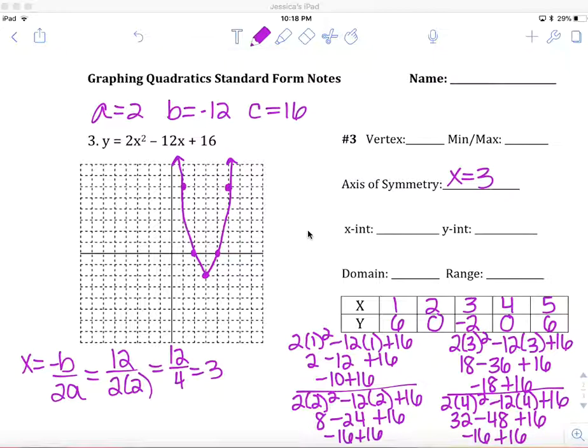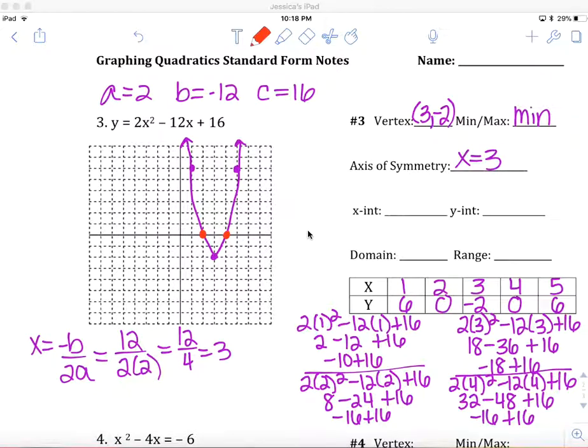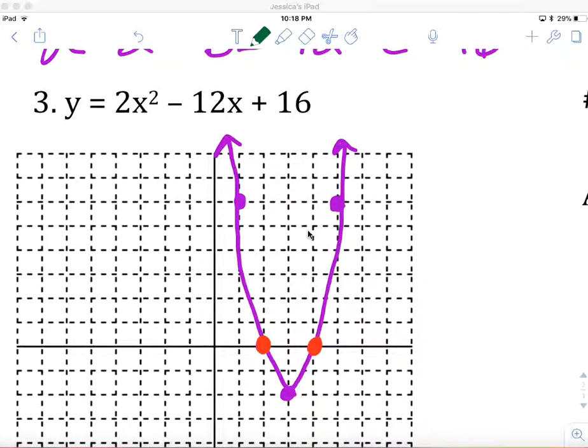All right, your vertex should be the 3, negative 2. This is a minimum. My x-intercepts, I'm crossing the x-axis at 2 and at 4. So I have 2, 0, and I have 4, 0. Now, you can't see your y-intercept on the graph. So when that happens, you have to plug in 0 for x. That means that it's just higher, so where we can't see it.